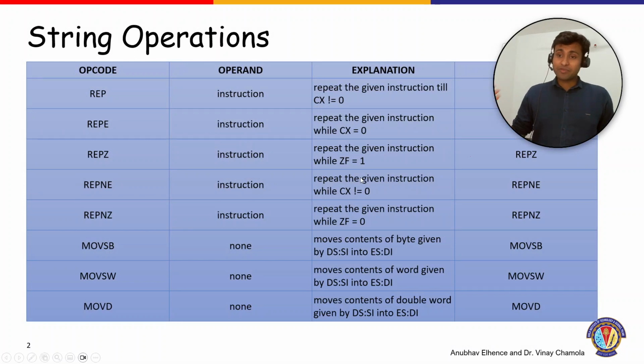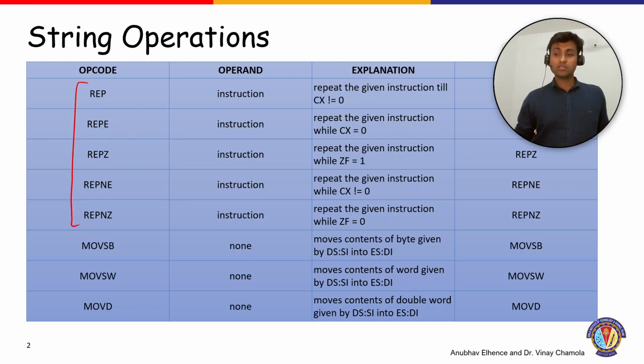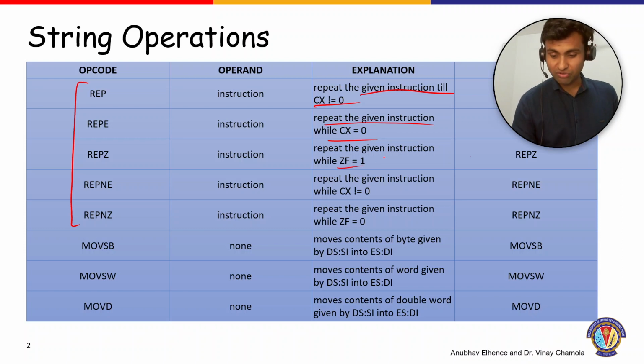Before we actually write some ALP regarding strings, I first of all want to cover certain basic instructions. So here I have compiled instructions for you. The first category is the repeat instruction. This will repeat an instruction for a specific number of times, or as long as the condition is met. Like you can see in the explanation, repeat the given instruction till cx is not equal to 0. Repeat the given instruction while cx is equal to 0. Similarly, you have it for the zero flag, and repeat not equal to, and repeat the given instruction while the zero flag is equal to 0.